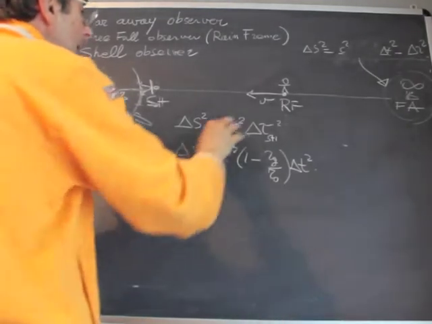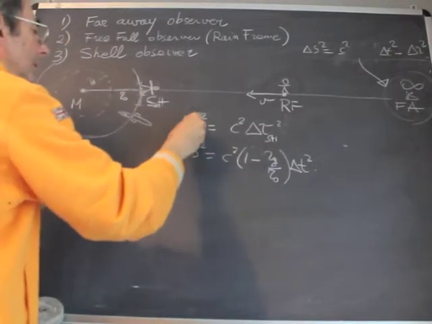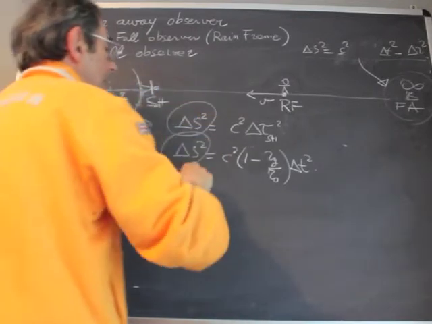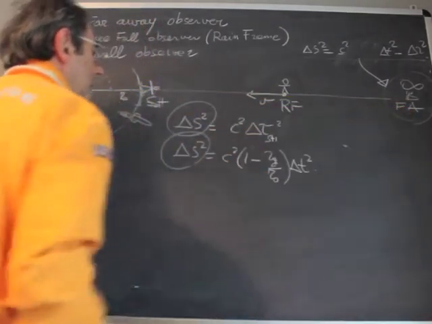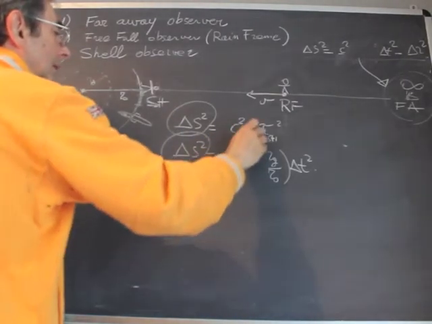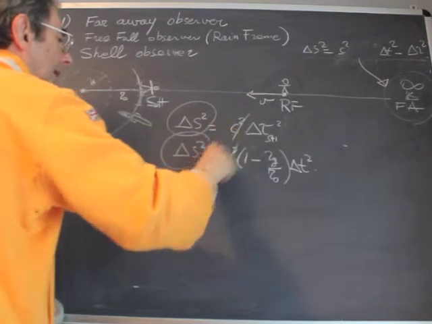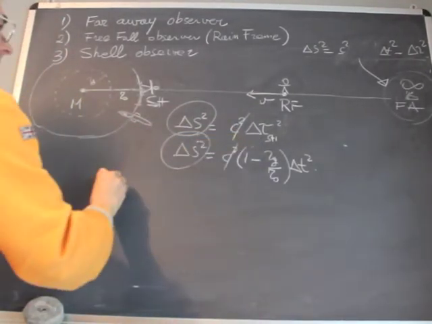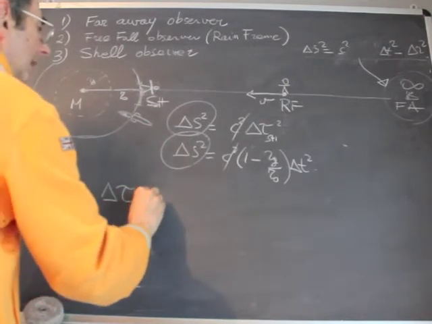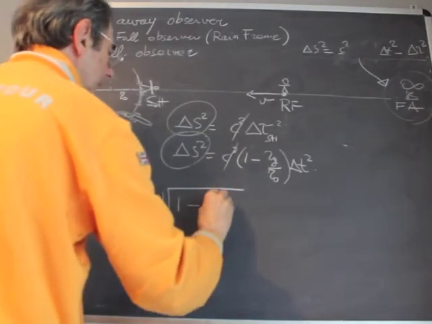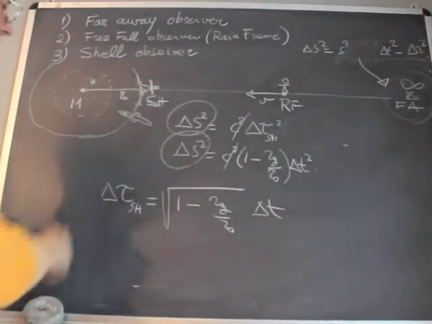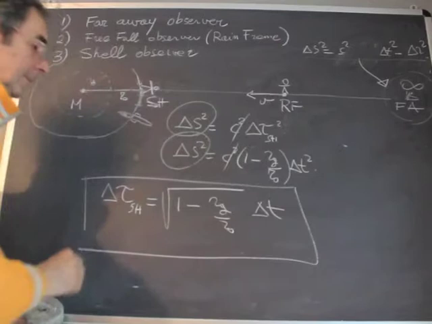And so, finally, we can equate these two terms, because we know that the space-time interval as measured by this man here is exactly the same as measured by this one. So when I do this equation, I can cancel the c square and perform the square root, and I have that delta tau shell is equal to the square root of 1 minus Rg over R0 times delta t. This is a very important result.